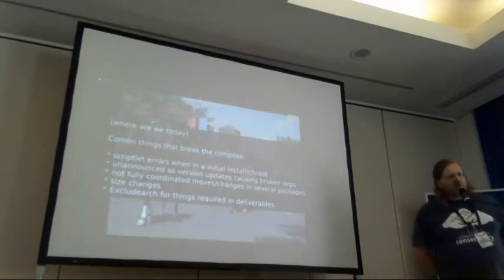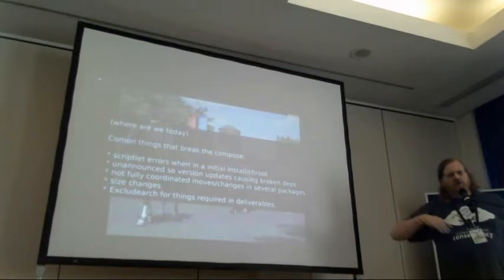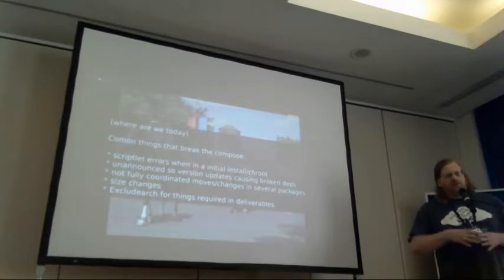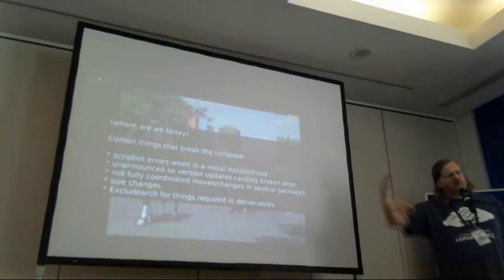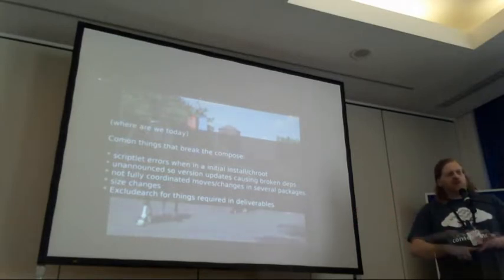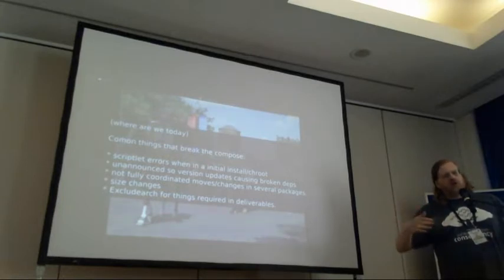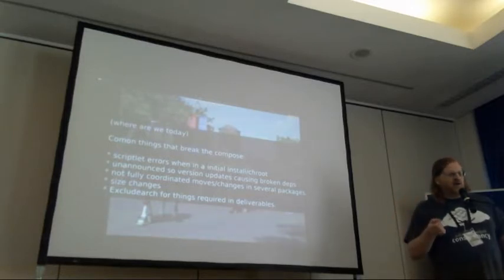So here's a quick list of things that break the compose now, or problems that I've seen that break it. Scriptlet errors in the initial install chroot. All of these image builds that are building live CDs or DVDs or things like that are done in Koji, and Koji goes to a builder, creates a mock chroot, installs packages in that, and in some cases installs packages into a further loopbacked image underneath that. So there are all these layers of stuff here, and at the lowest level, you're using RPM and you're installing packages into a chroot that has nothing else in it, right?